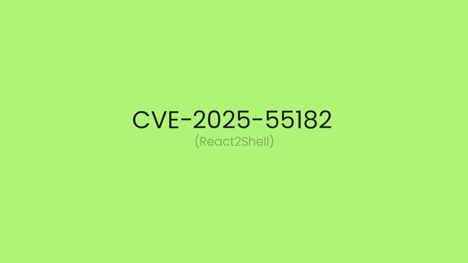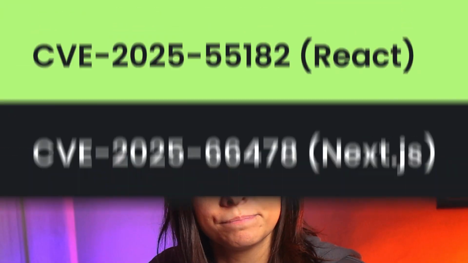React disclosed CVE-2025-55182, nicknamed React2Shell. It targets React server components, specifically the Flight protocol used by React server functions. And Next.js can be impacted downstream and tracks that exposure as another CVE. We'll flash it somewhere on screen.